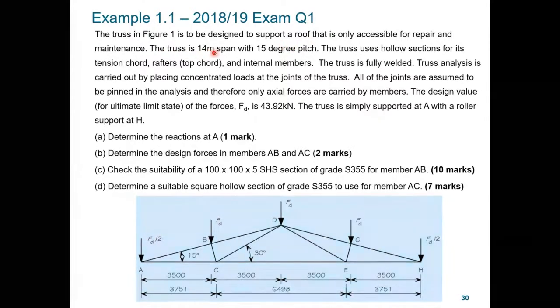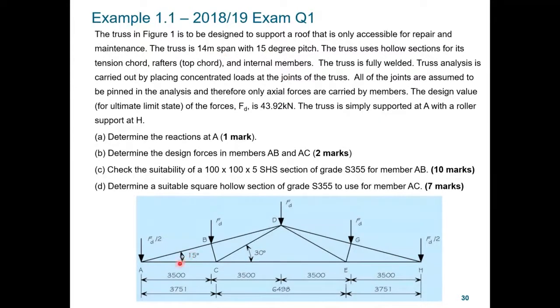The truss is a 14 meter span with a 15 degree pitch. So we can see the pitch here is 15 degrees, the pitch being the angle between the bottom chord and the top chord. And then the span between A and H is 14 meters. So we can see 3.5 meters, and all of these dimensions are in millimeters. Four 3.5s are equal to 14 meters.